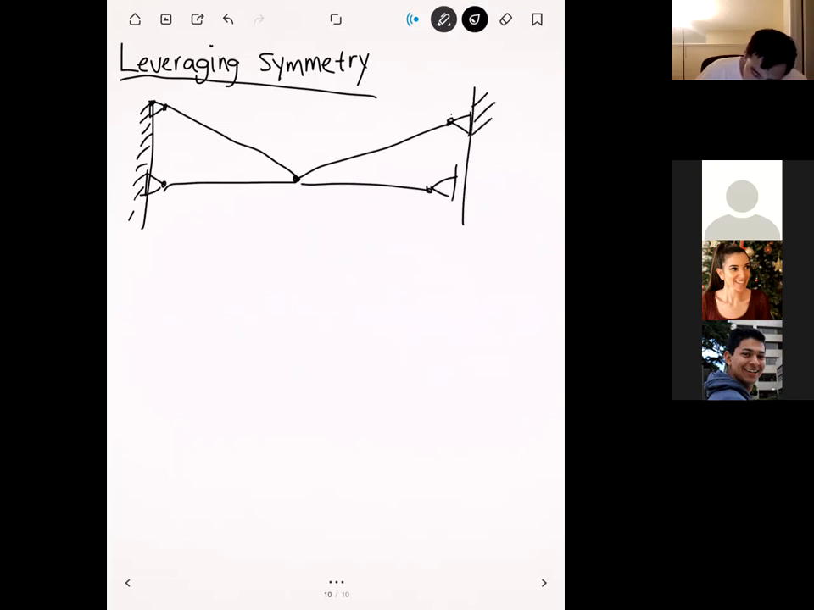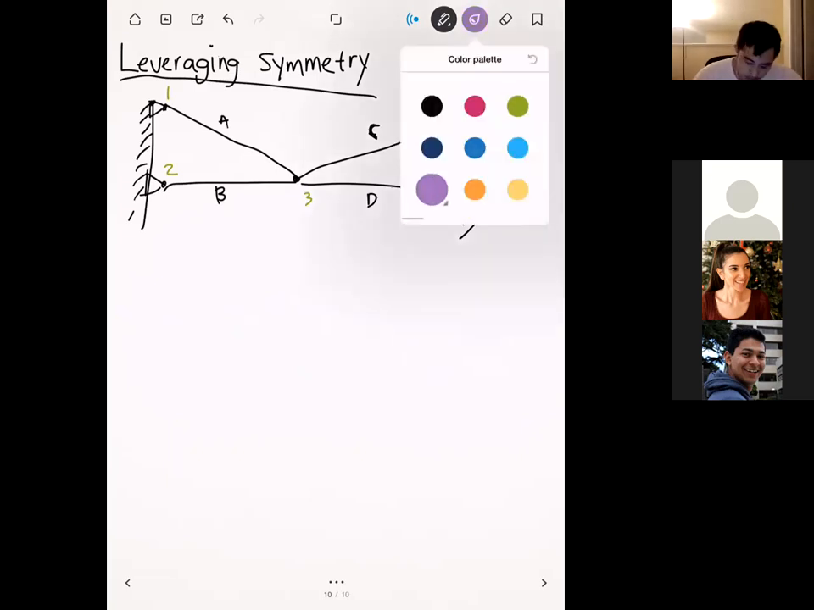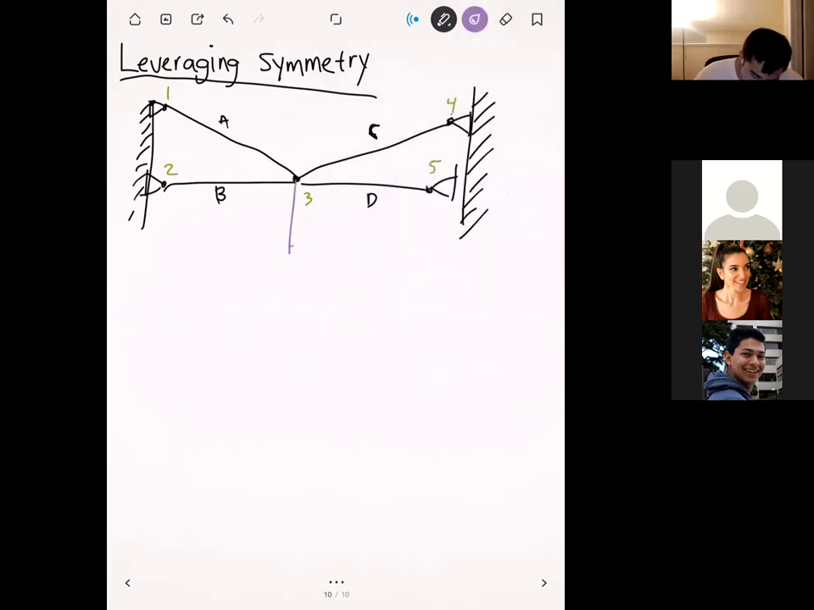And so let's say that we have a structure that looks like this. And so we have 4 elements. Okay, so I'll label them A, B, C, D. Okay. And we have 5 nodes. Okay, so we have node 1, 2, 3, 4, 5. Okay. And then let's apply a load. Okay, so our load here is going to be on node 3.